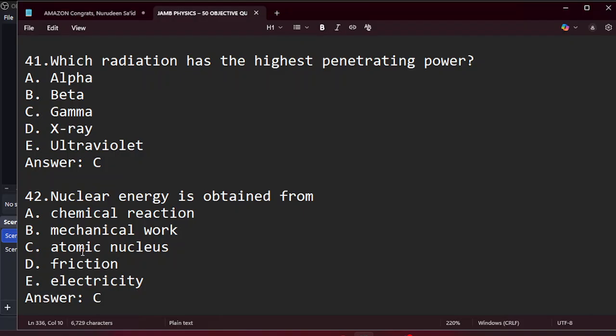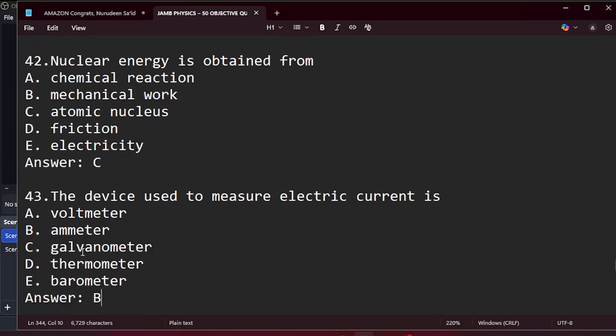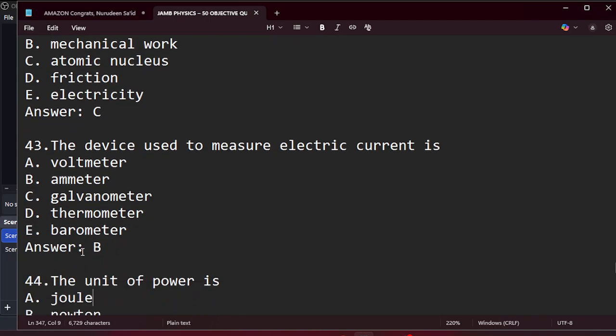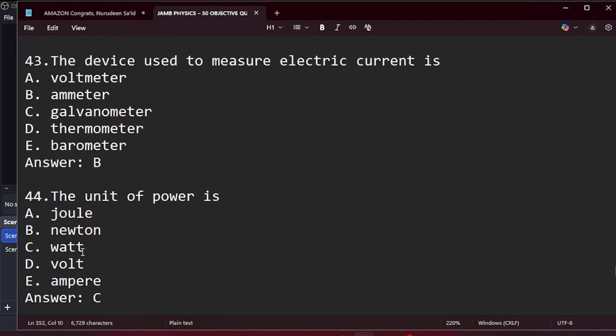Question number 42. Nuclear energy is obtained from A, chemical reaction, B, mechanical work, C, atomic nucleus, D, friction, E, electricity. The answer is C, which is atomic nucleus. Question number 43. The device used to measure electric current is A, voltmeter, B, ammeter, C, galvanometer, D, thermometer, E, barometer. The answer is B, which is ammeter.